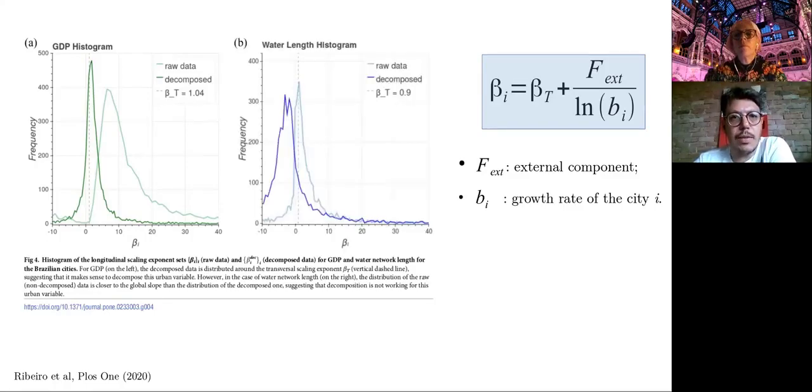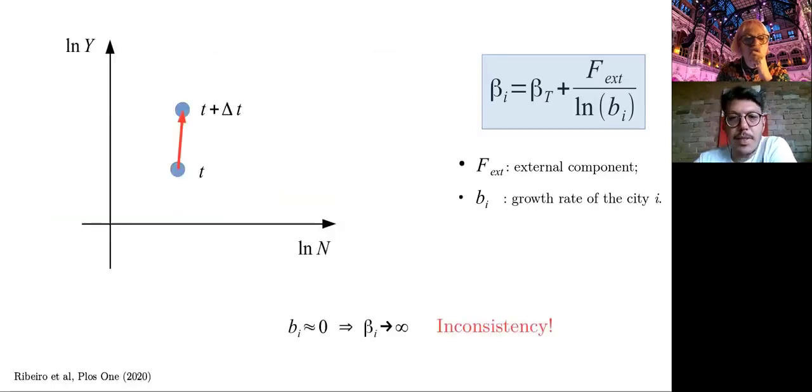However, when I do this for other kinds of variables, for example, the road network length, in fact, when I decompose the data, the mean beta of the individual cities becomes very different from the transversal beta. So that means that for some variables this methodology works, but for other kinds of variables, it doesn't work.